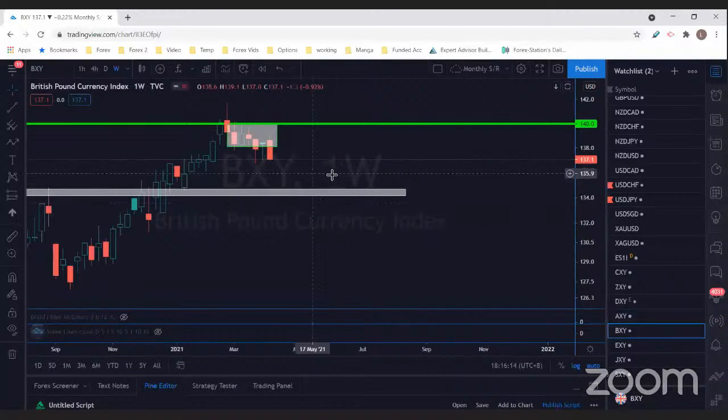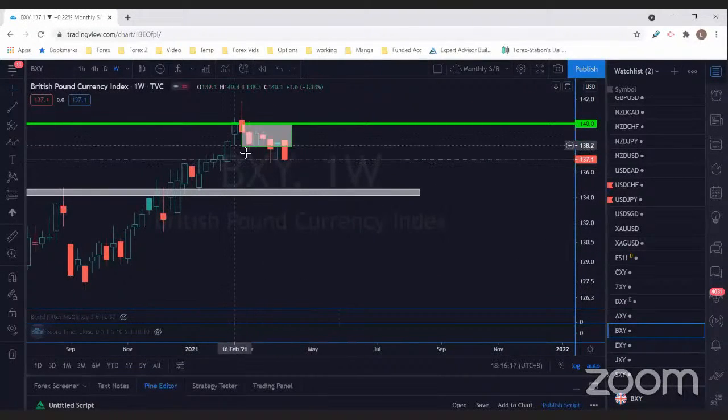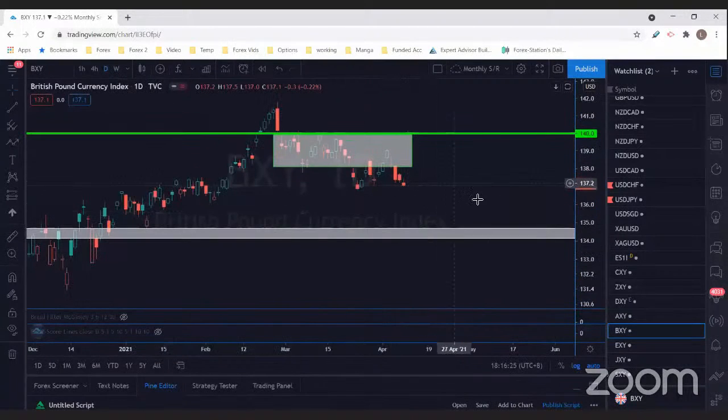Now, pound, bearish. You can see that price has a false break, retest, and then break below this consolidation. So I'm prepared to actually trade pound. Let's have a look at the daily charts, all the way down to about 134, 135. So that will be an interesting ride to me.